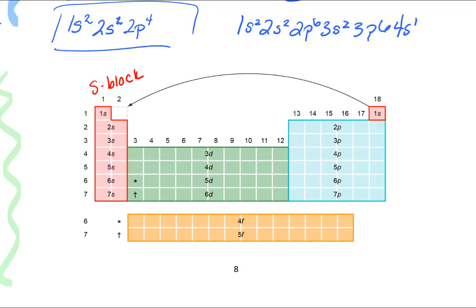In green, this is your D block. In blue, this is your P block. And in yellow, oh wow, my color stopped working. In orange, this is your F block.